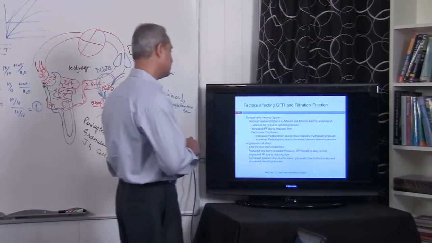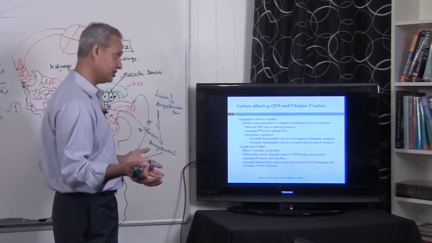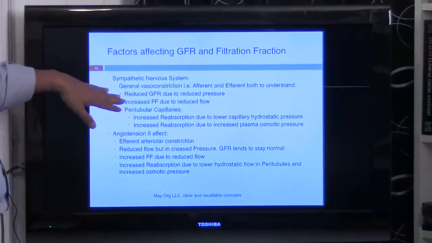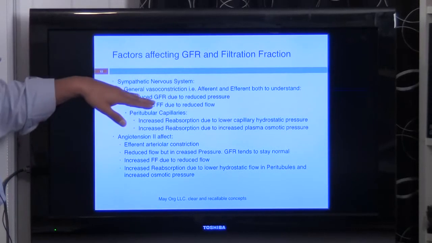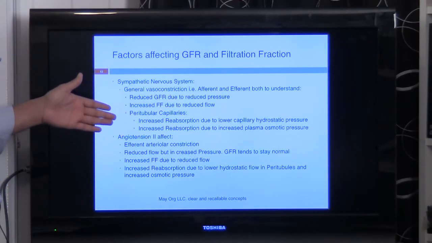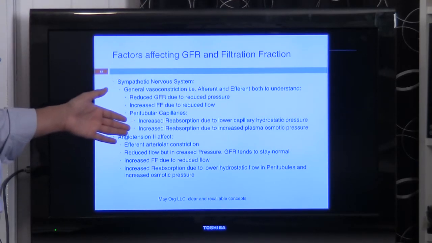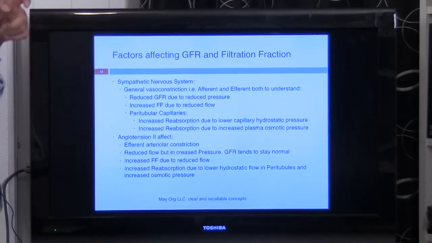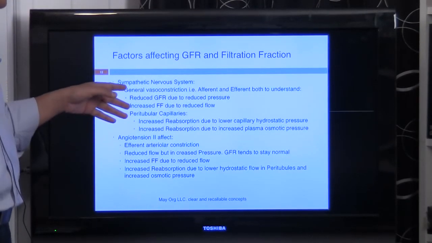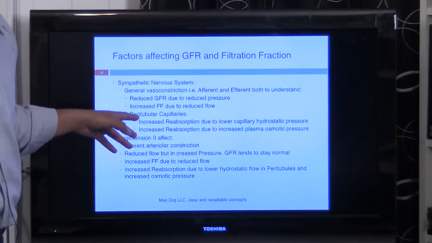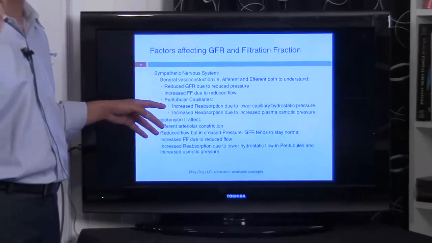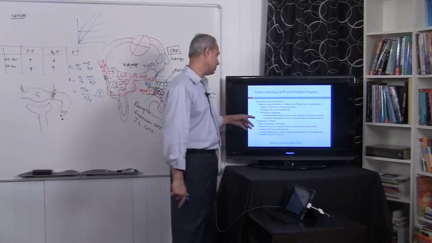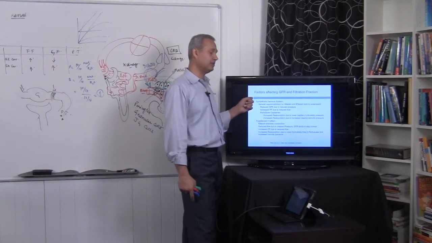Let's see what is next. The sympathetic nervous system causes vasoconstriction, afferent and efferent both. So what would happen when you have the vasoconstriction of both afferent and efferent? GFR is reduced due to reduced pressure, so pressure will reduce, GFR is reduced, and filtration fraction is increased because the flow has reduced. So this is what is happening in the glomerulus. What is happening in the peritubular capillaries? Do not forget the partner of the glomerulus. Who is kidney's partner? Lungs. Who is glomerulus's partner? Peritubular capillaries. So increased reabsorption due to lower capillary hydrostatic pressure.